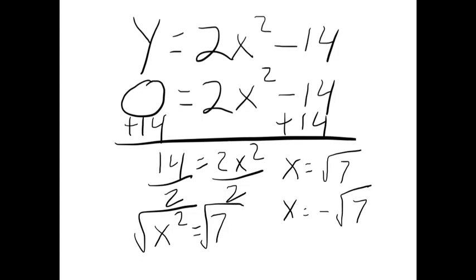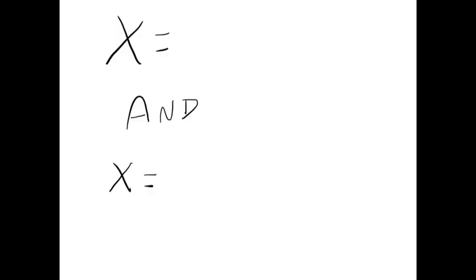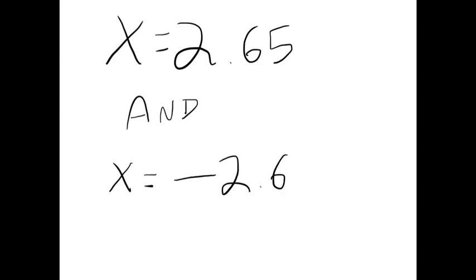Many people are not happy with leaving things in terms of square roots and want to use the calculator to find the decimal equivalents, which is perfectly okay. Looking at a page again from my calculator app, I found the square root of 7 is 2.65, rounding it off to 2 decimal places. So the answers are x equals 2.65, but also x equals negative 2.65. That shows that there are two places on the graph where the parabola is going to cross the x-axis. In other words, two x-intercepts.